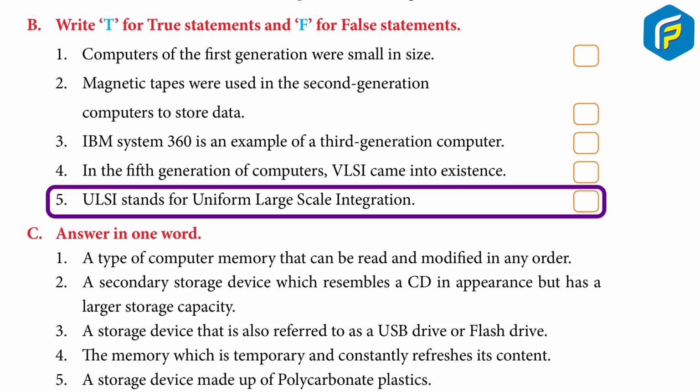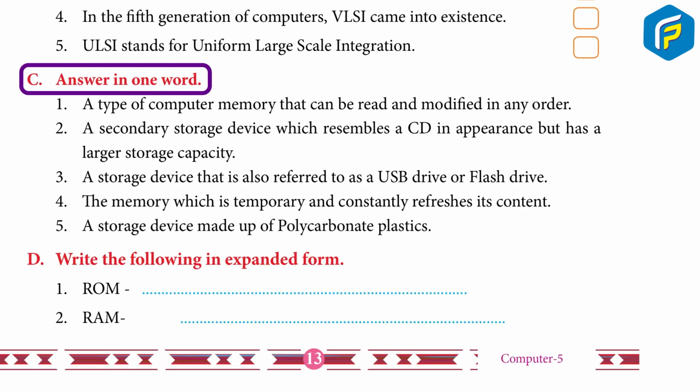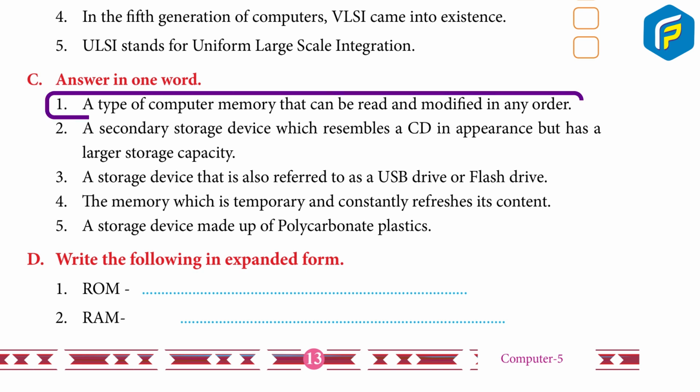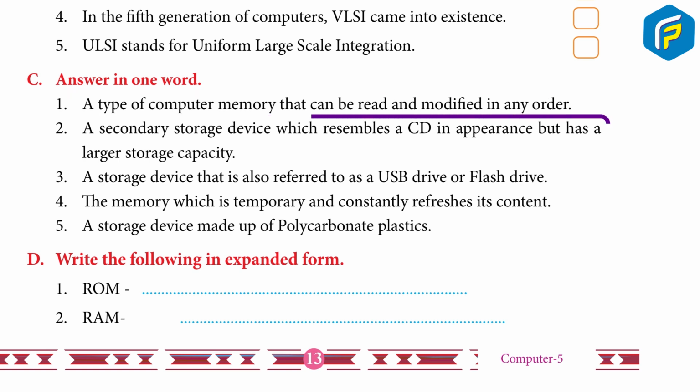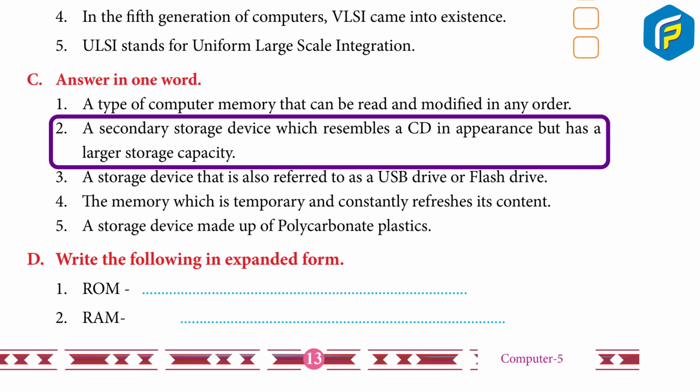C. Answer in one word. 1. A type of computer memory that can be read and modified in any order. Answer: RAM, random access memory. 2. A secondary storage device which resembles a CD in appearance but has a larger storage capacity. Answer: digital versatile disc, DVD.